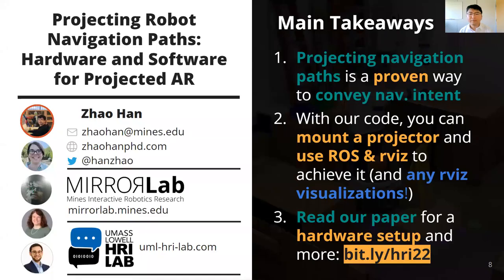That's all. Before you check out the code, here are 3 takeaways. First, we show that projecting navigation paths is a proven way to convey navigation intent. With our code, you can buy and mount a projector and use your favorite ROS and RViz to achieve it. And you can actually project any RViz visualizations. Last, for the hardware setup, please read our 4-page paper. In that URL, it also has code and videos.